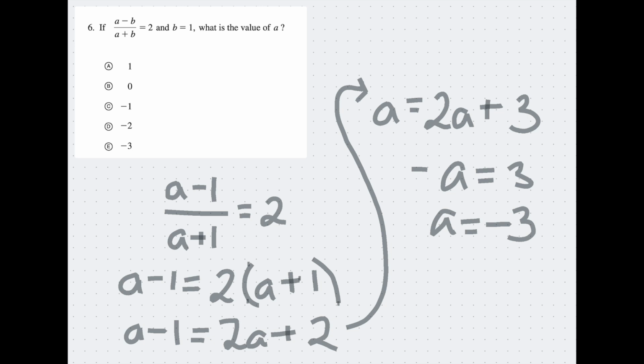To get rid of the denominator on the left-hand side, a plus 1, we're going to multiply both sides by a plus 1. We get a minus 1 equals 2 times (a plus 1). And then we get a minus 1 equals 2a plus 2 when we distribute. Then we get a equals 2a plus 3, remember adding 1 to both sides. Then I decide that I'm going to subtract 2a from both sides, and I get negative a equals 3. But remember, we're looking for the value of a. And the value of a is going to be multiplying both sides by negative 1. A equals negative 3. We circle E, and we confidently move on.